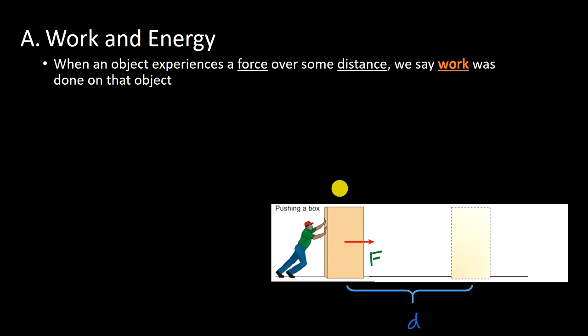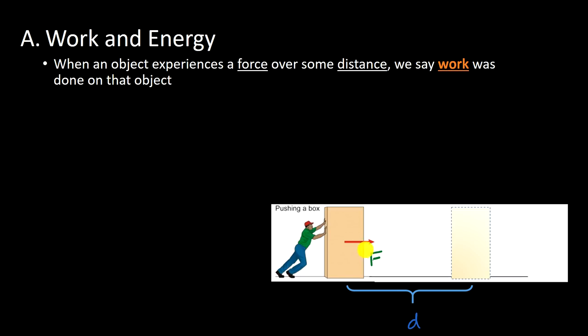Part A, work and energy. The first bullet point says that when an object experiences a force over some distance, we say that work was done on that object. I'm going to direct you to this diagram here. I have a person pushing on a box. Maybe originally the box was just sitting here on the surface, and then the person starts pushing on it with some force F, and the box slides along the ground a distance d.